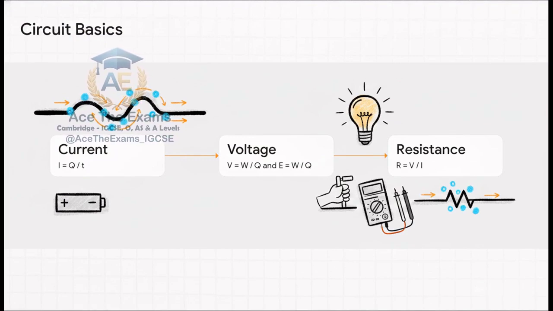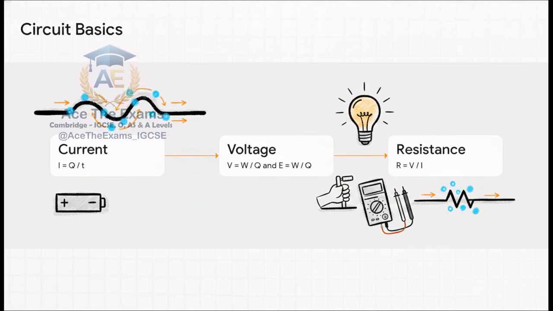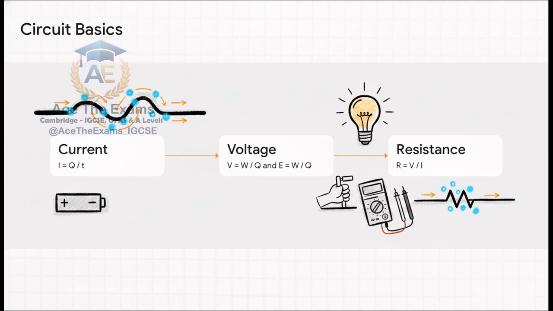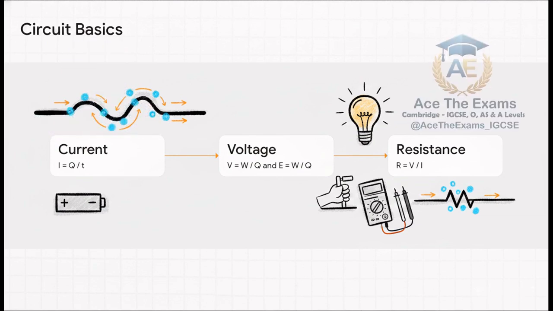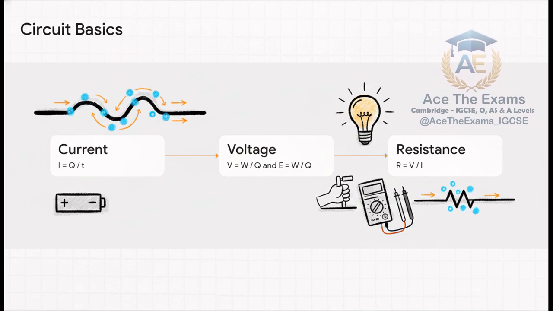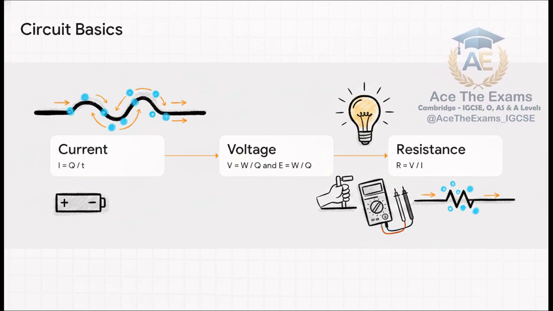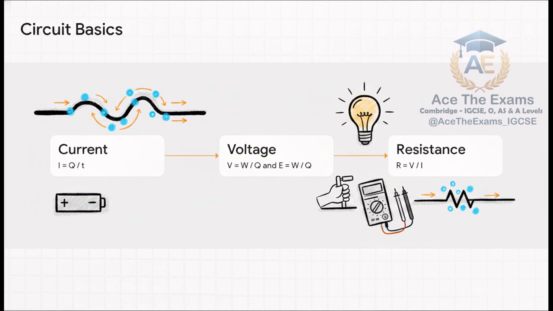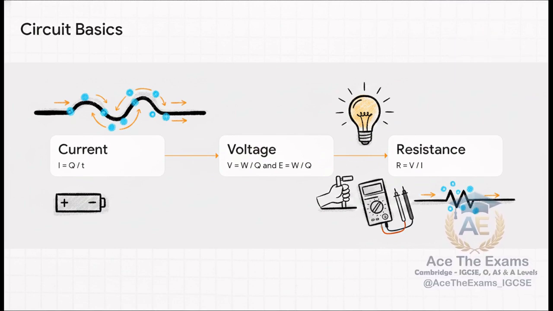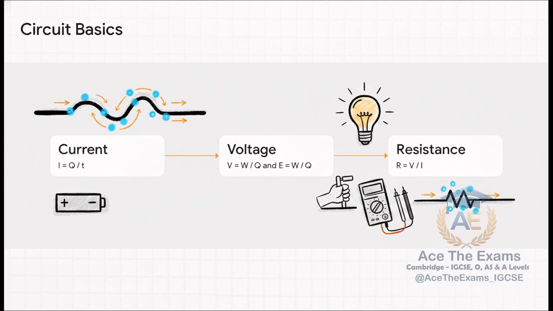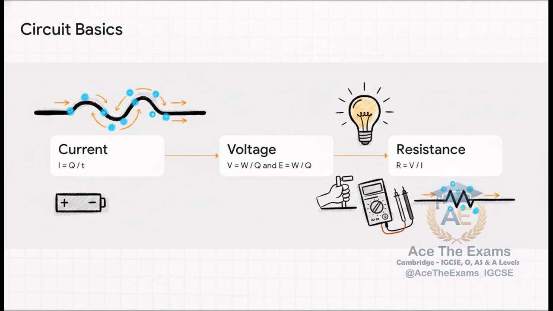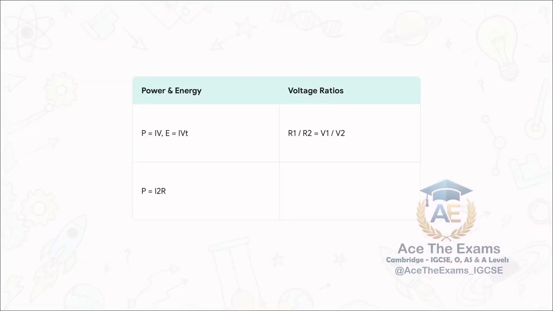First, current is the rate of flow of charge divided by time. Step 2, we elevate to voltage, which is the work done per unit charge. Finally, resistance is simply voltage divided by current. If a 6-mark question asks you to design an experiment to find resistance, do not panic. State your aim, list your voltmeter and ammeter as your tools, and explicitly write down R equals V over I as your analytical framework.